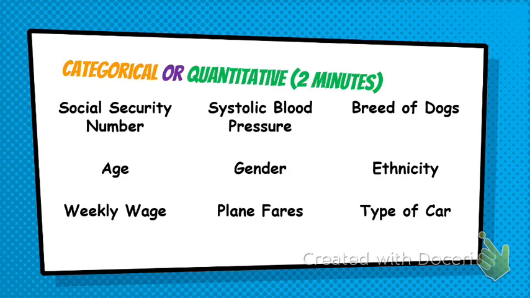So let's see if we can figure out if the following would be examples of categorical or quantitative variables. If you're watching this video for the first time, see if you can figure out which each one of these things would be, and then we'll talk about it.